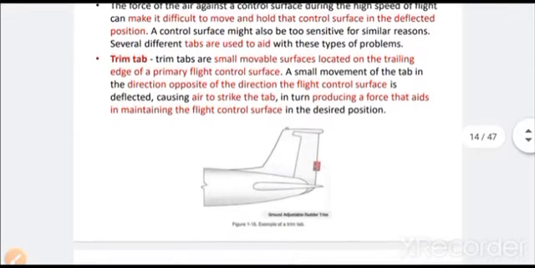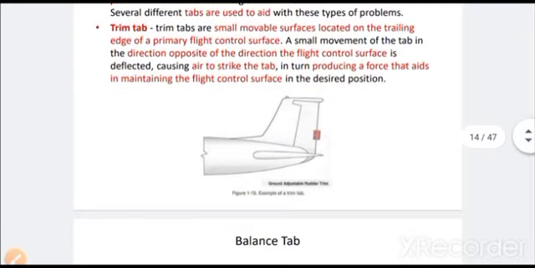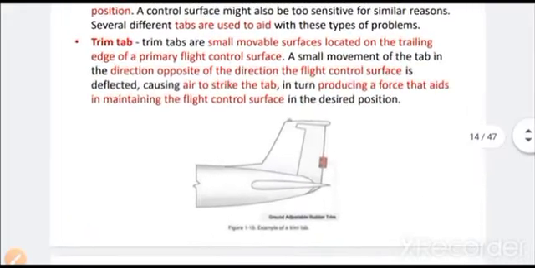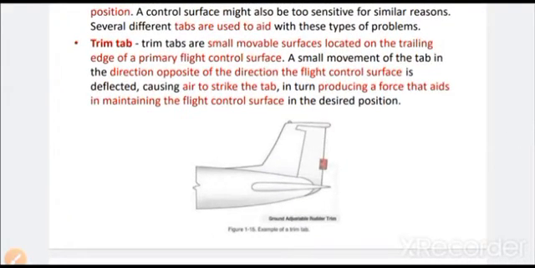A tab is basically a very small aerofoil structure which is fitted on the primary control surfaces to control them easily. By a small deflection of the tab, the control surface will deflect in the opposite direction. If the tab is moved in, let's say, the left direction, then once the air strikes that tab, it will push the control surface in the right direction.